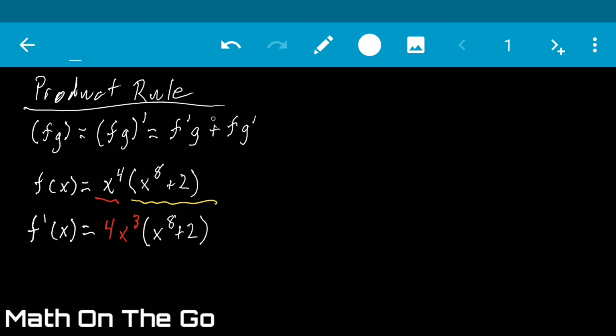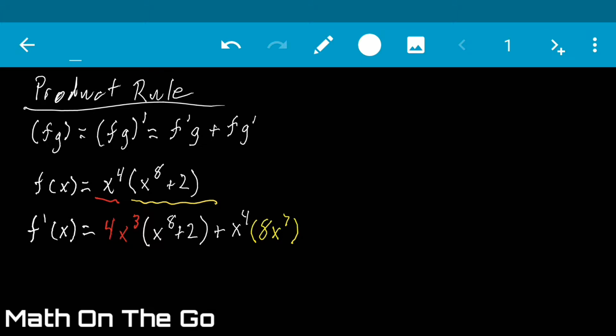Now we're going to add, and we keep the first the same, so we have just x to the fourth, times the derivative of the second. So the derivative of the second would be 8x to the seventh. Plus a constant is 0, so that's just going to be 8x to the seventh. So that right there is basically your derivative.